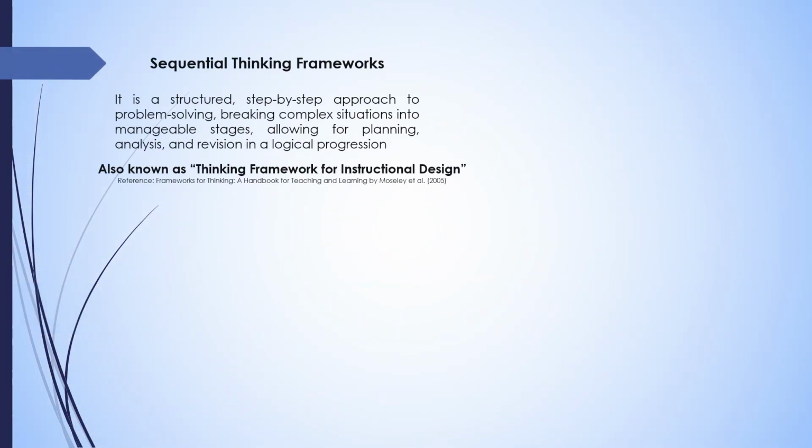To understand why sequential thinking frameworks naturally lead us toward discriminative intelligence, we first need a shared understanding of both. A sequential thinking framework is a structured, step-by-step way of thinking. It breaks complex situations into manageable stages, allowing us to analyze, plan, test, and refine our understanding in a logical progression. This is why such frameworks are widely used in instructional design, because they make thinking explicit, teachable, and repeatable.